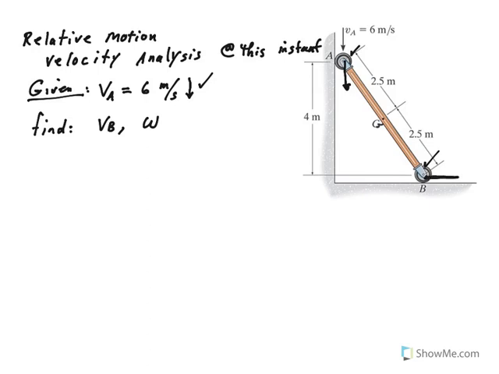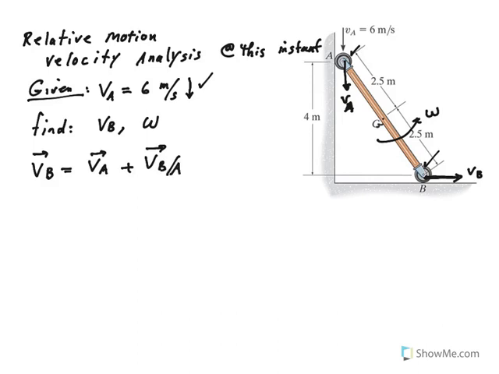Now, B has no choice but to move horizontally, because it's confined to move like that. And also find omega. Notice that because velocity of A is downward and velocity of B is to the right, the bar has no choice but to rotate counterclockwise. So that's what we are trying to find. And we want to apply the relative motion analysis. You remember in the previous video that if you want to find velocity of B, that's equal to velocity of A plus VB slash A.